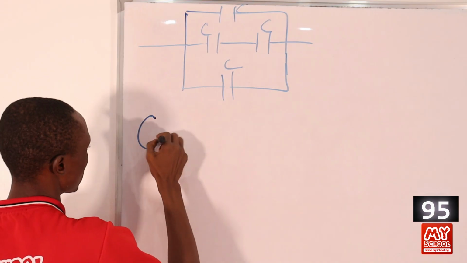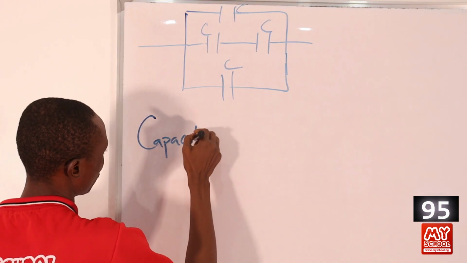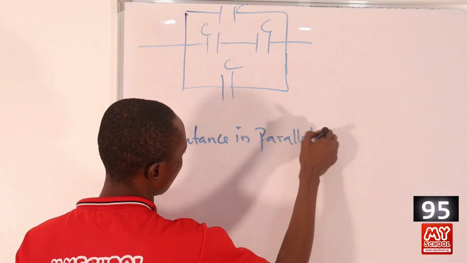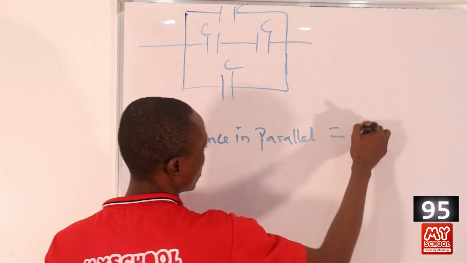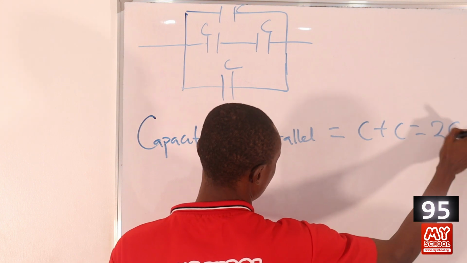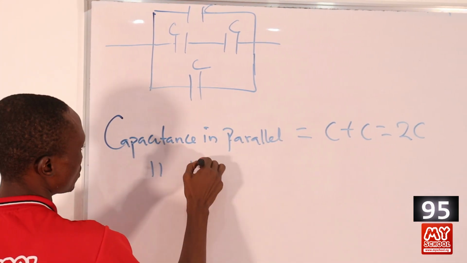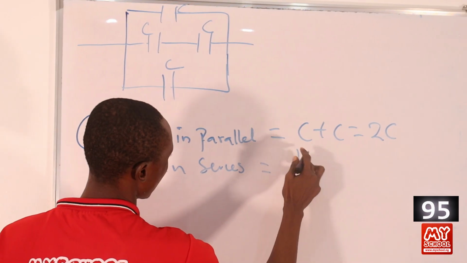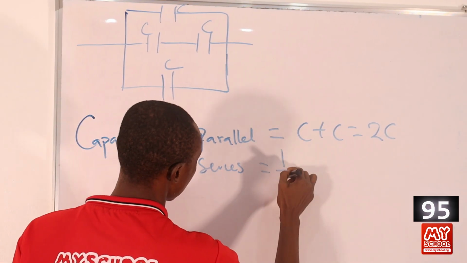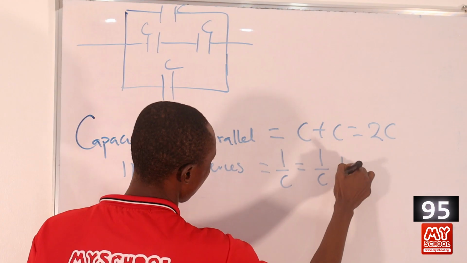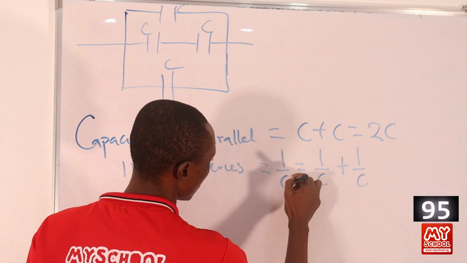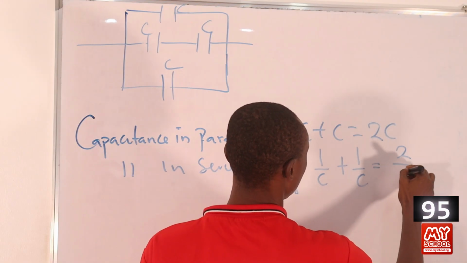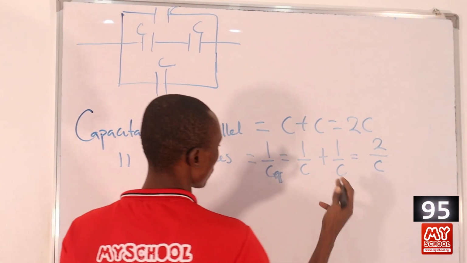Capacitance in parallel will be equals to C plus C, that will be equals to 2C. While capacitance in series, in this case, will be equals to, of course, we know that 1 over C is equals to 1 over C plus 1 over C. So this is for the equivalent. If we are to do this together, we'll be having 2 all over C.